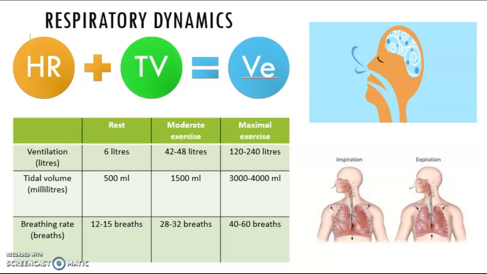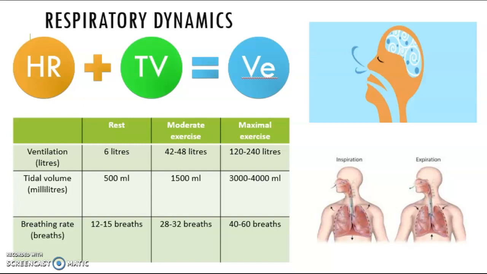Resting values for tidal volume are about 500 milliliters, then during exercise these values increase to 1,500 milliliters, although during maximal exercise these values can reach up to 3,000 to 4,000 milliliters. The increase in tidal volume and breathing rate means that there is an increase in ventilation because of their functions. We can work out the values of ventilation by multiplying the breathing rate by the tidal volume.